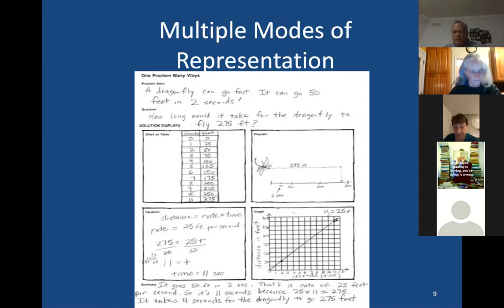So this is just getting the students exposed to the concept that we don't have to always demonstrate or show math in the same way. A lot of times it's about the process. What process did you use? You got to the right answer. Can you explain to me how you got to that answer? That is what we're looking at.